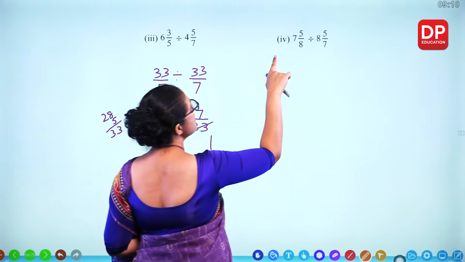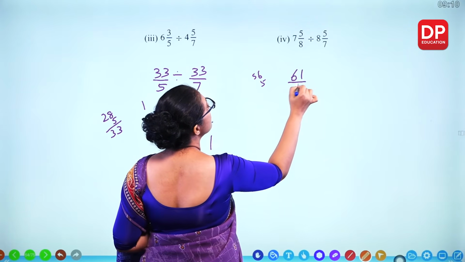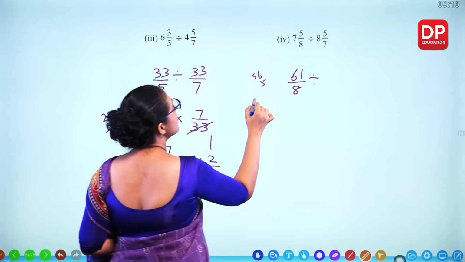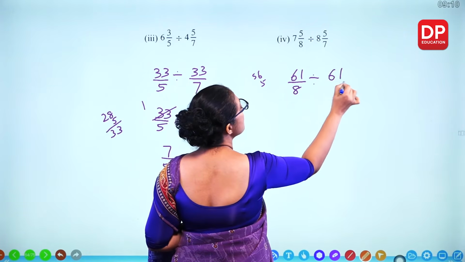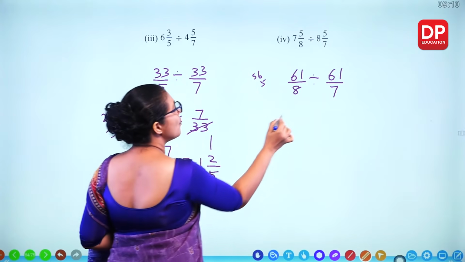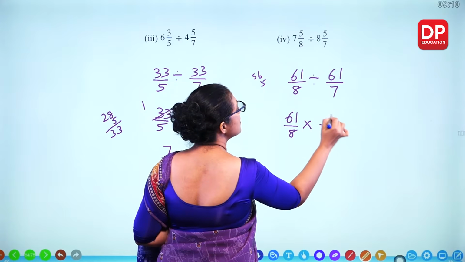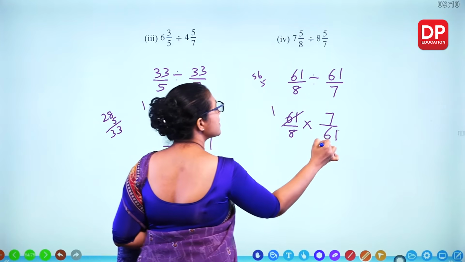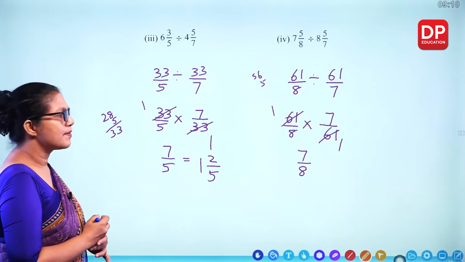This one, 56 plus 5, 61. This is 56 plus 5, again 61. Now, convert to multiplication by taking its reciprocal. 61 gets cancelled out, you get 7 over 8.